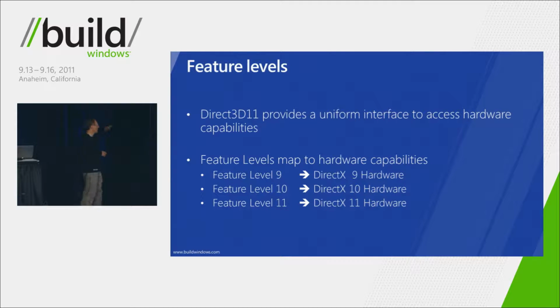If you are running on feature level 9, that supports feature level 9, or DirectX 9 hardware, and actually above. Each one of them is a proper superset of the previous one. So feature level 10 gives you access to 10 and above capabilities. Feature level 11 gives you all the capabilities from 9 through 11.